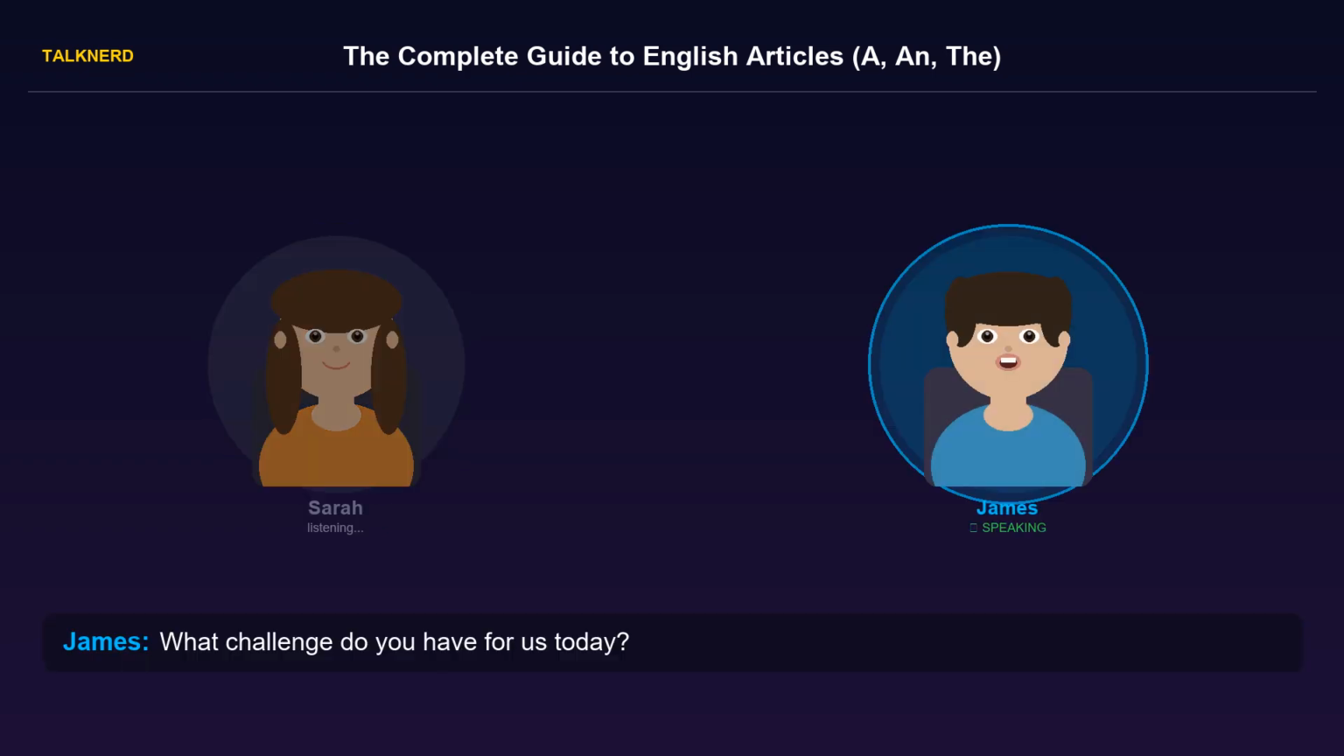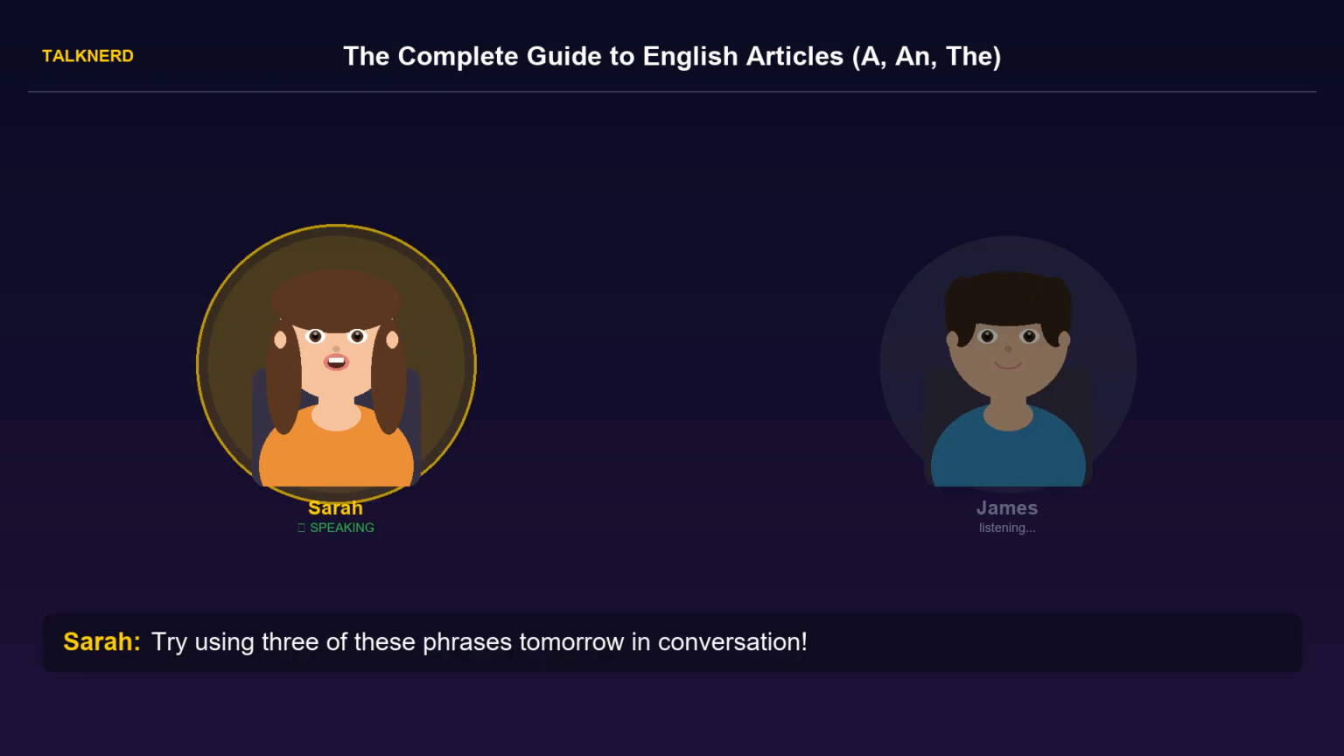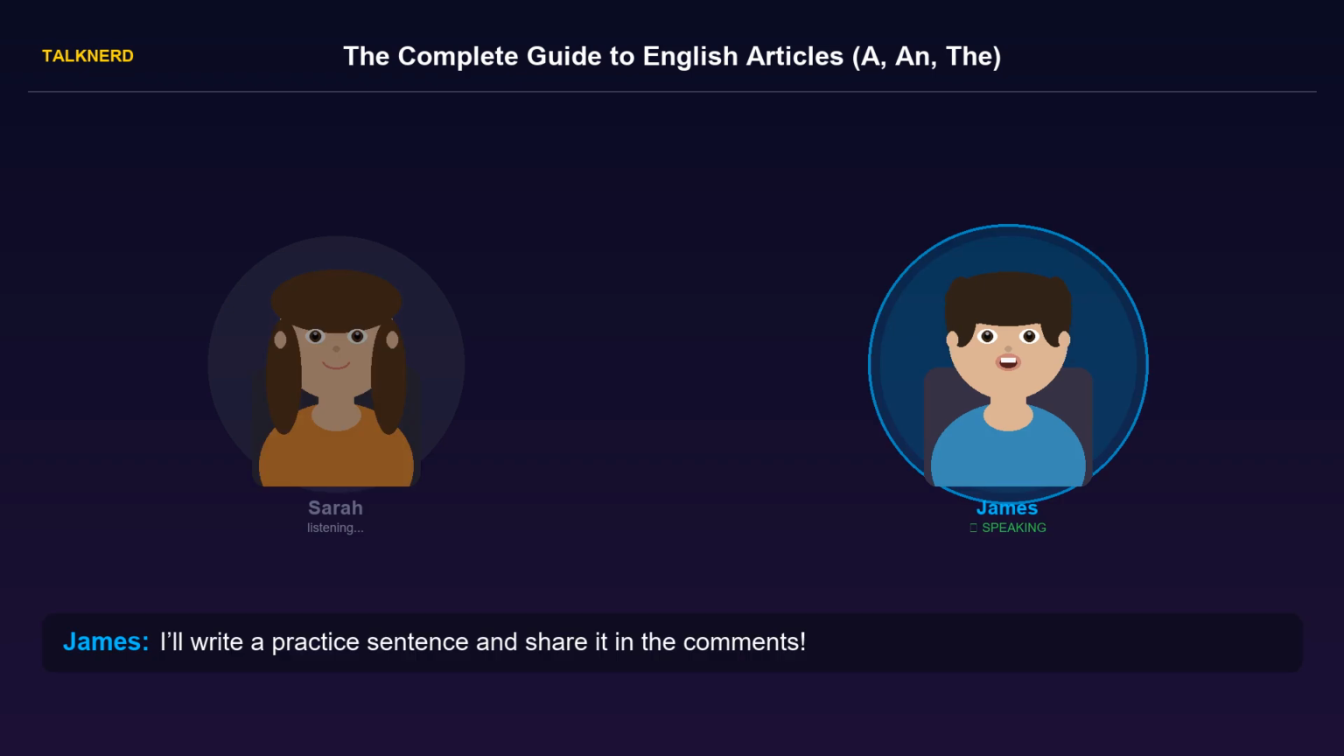What challenge do you have for us today? Try using three of these phrases tomorrow in conversation. I'll write a practice sentence and share it in the comments.